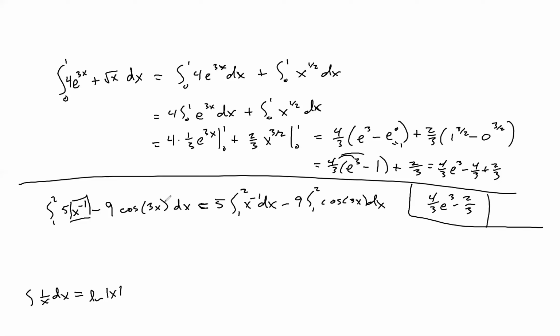I will say that after you get a little bit of practice with these, a lot of people skip writing this in-between step and they just go straight to writing the antiderivative. That's perfectly fine, but when you're first learning this, it's nice to break it down in smaller chunks at first. All right, so now I've got 5 times the antiderivative of x to the negative 1.